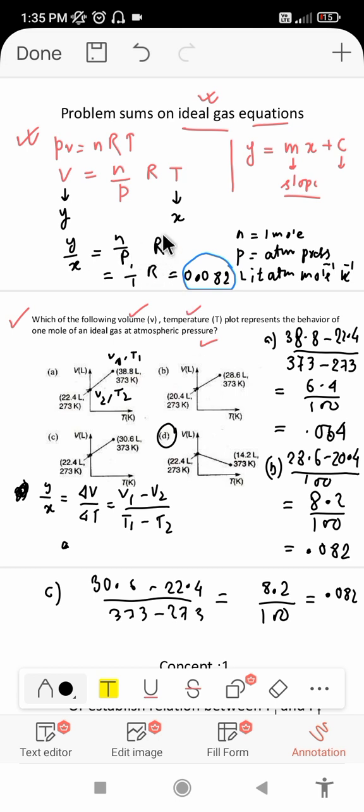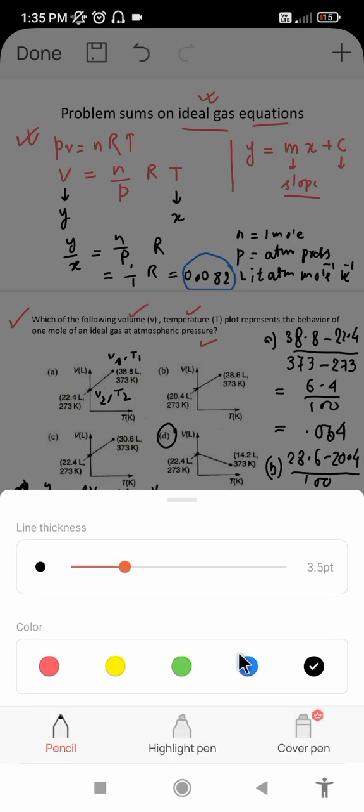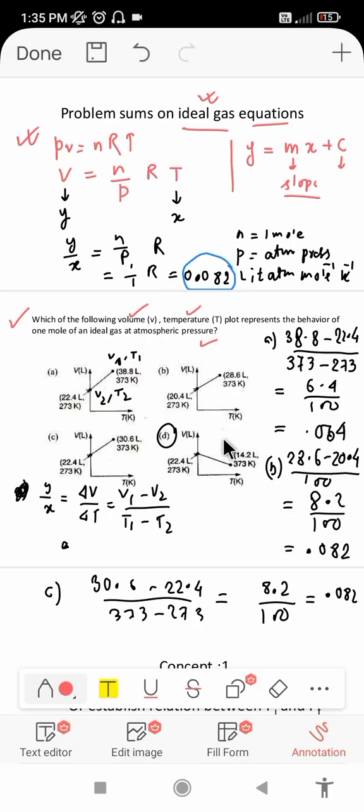ideal gas equation, R should always be positive, so the slope should always be positive. So we cannot accept this D option. And the correct options are, as we can see, C and B. So both these options are correct.